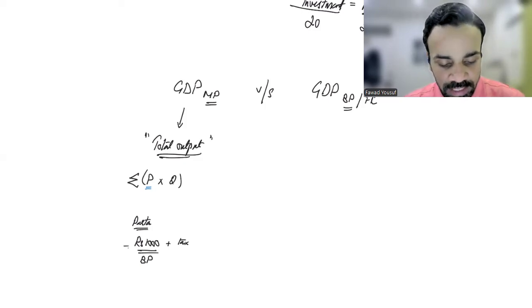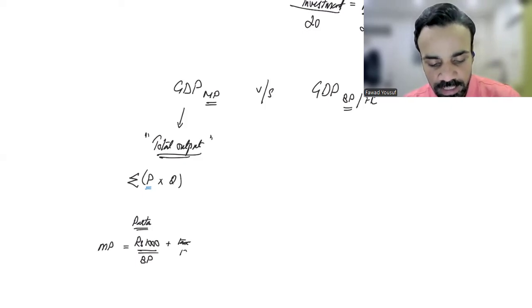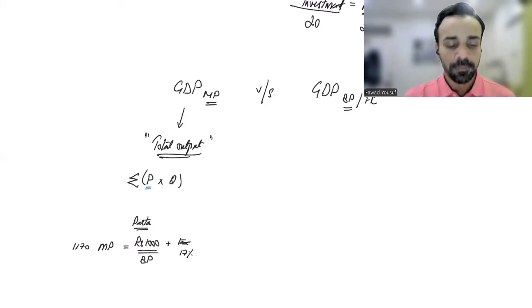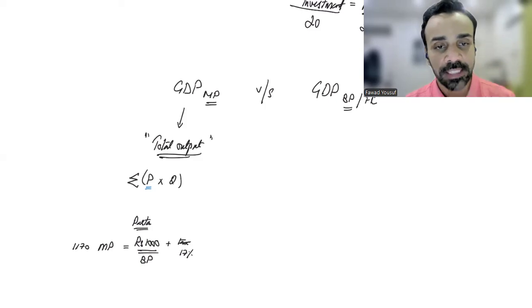फिर उसमें जब मैंने tax ऐड किया तो I got myself a market price. So let's say if the tax is like 17%, then I'm selling this product for 1,170. That's my market price.